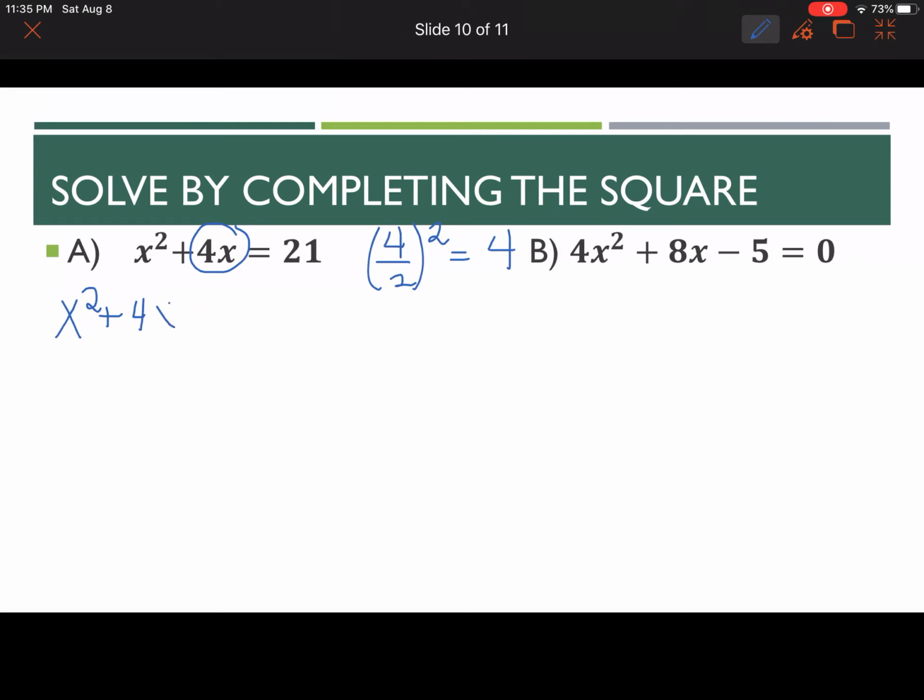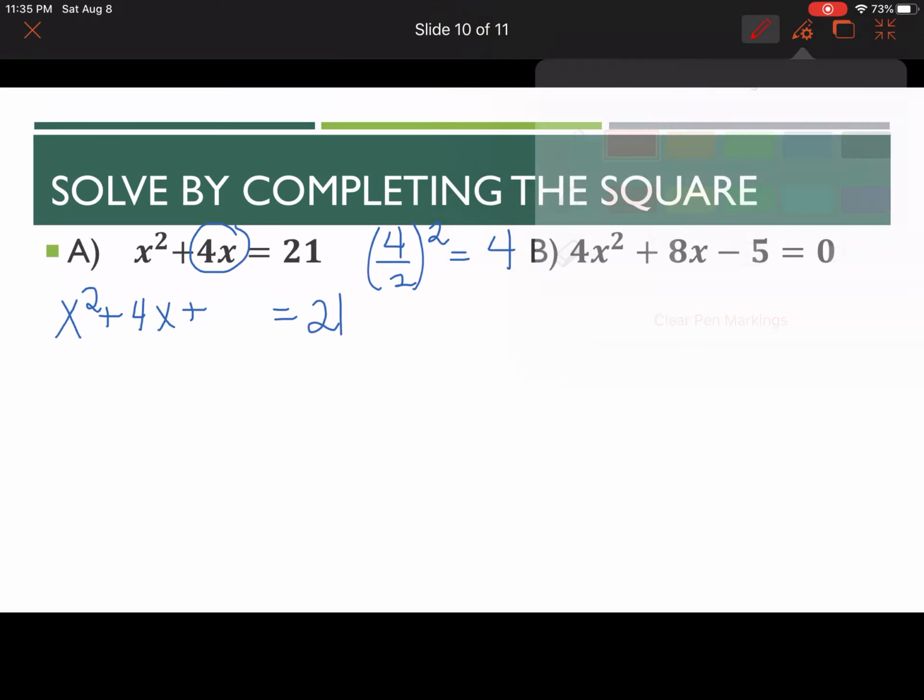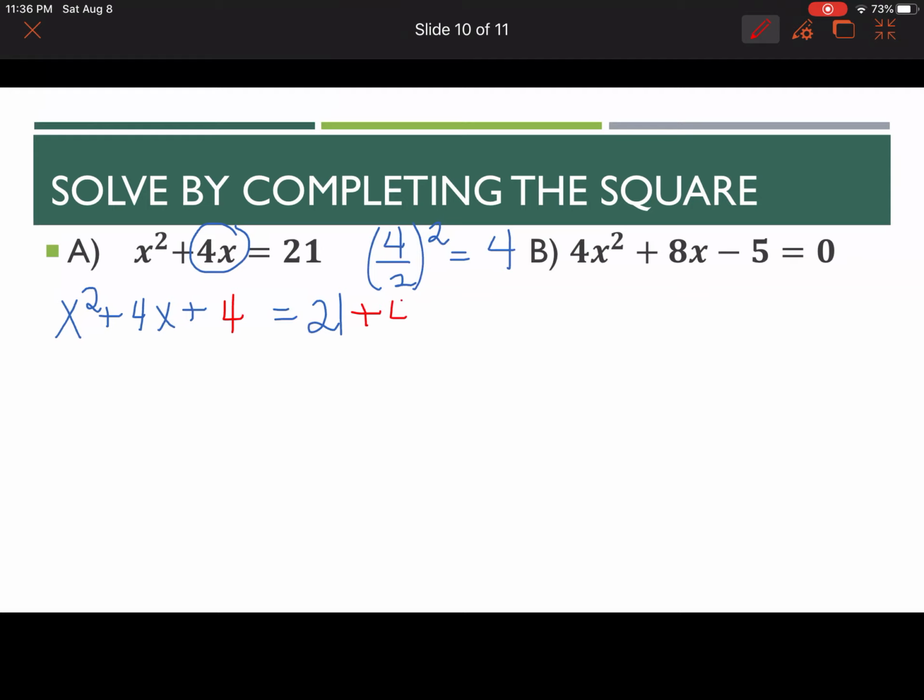So we have x squared plus 4x plus 4, and then on the other side we have our 21, and we're going to add 4 to both sides. The reason we did that is because now we have a perfect square. When we factor this down, we get x plus 2 squared. It's a perfect square.